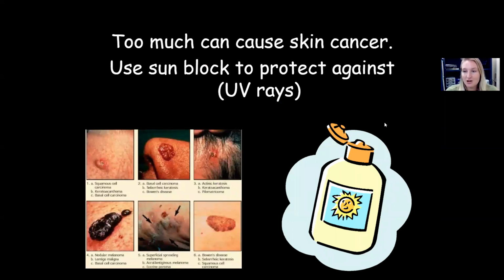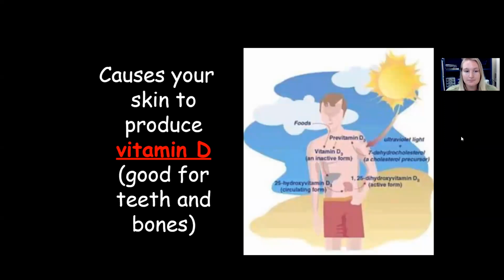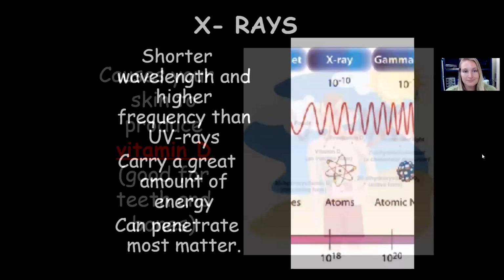UV, ultraviolet waves, are also what causes sunburn. That's what damages your skin coming from the sun, and too much of it can cause skin cancer. Ultraviolet waves are also good for us. It creates a chemical reaction in our skin. It helps our skin to produce vitamin D, which we need for healthy teeth and healthy bones, which are important.